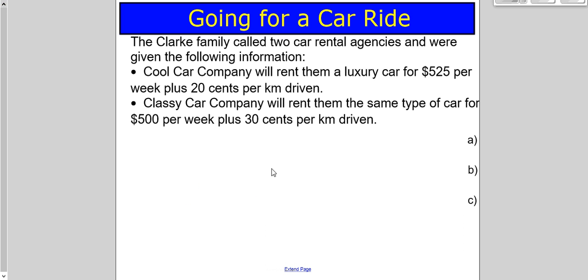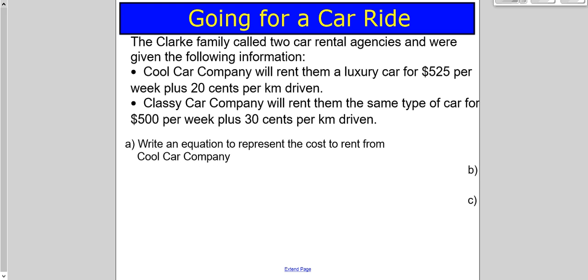So here we have a Clark family that has 2 car rental agencies, and we're given the following information. So Cool Car Company will rent them a luxury car for $525 per week plus 20 cents per kilometer driven. And Classy Car Company will rent the same type of car for $500 a week plus 30 cents for each kilometer driven.